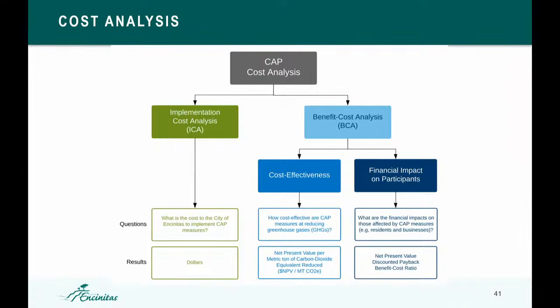And the second part of the benefit cost analysis looks at the financial impact on participants, so homes and businesses in the city of Encinitas. And this asks the question, what are the financial impacts on those who participate or are affected by measures? And results are presented in net present value, discounted payback, and benefit cost ratio. And I will note that cost analyses like these generally support implementation, including how to prioritize measures.